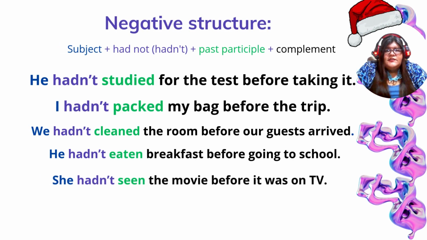So now, guys, let's see the negative structure. We have the subject plus the auxiliary verb had, not, or simply we can contract them and that will be hadn't, right? Then we have the verb in past participle plus the complement. He hadn't studied for the test before taking it. I hadn't packed my bag before the trip. We hadn't cleaned the room before our guests arrived. He hadn't eaten breakfast before going to school. She hadn't seen the movie before it was on TV.